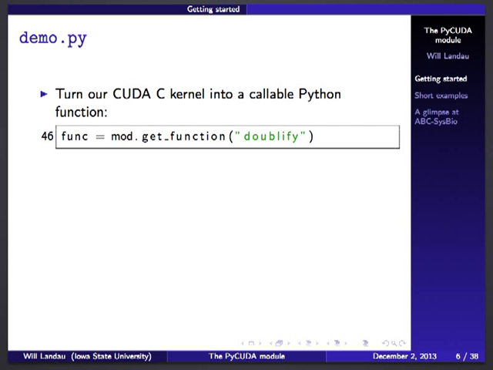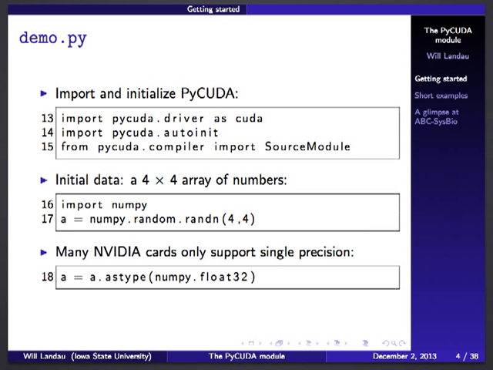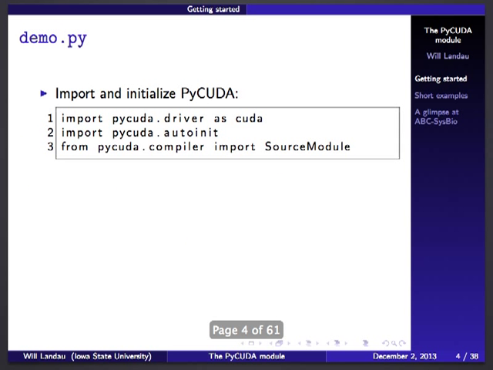And I'm going to turn this into a callable Python function. There's this function called getFunction. I already forget what mod stands for, so I'm going to show you. So we imported, where is mod?